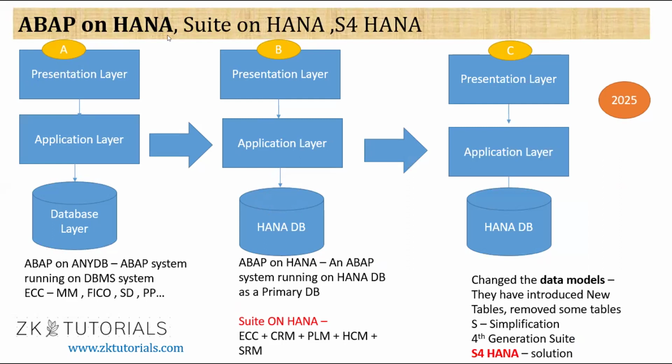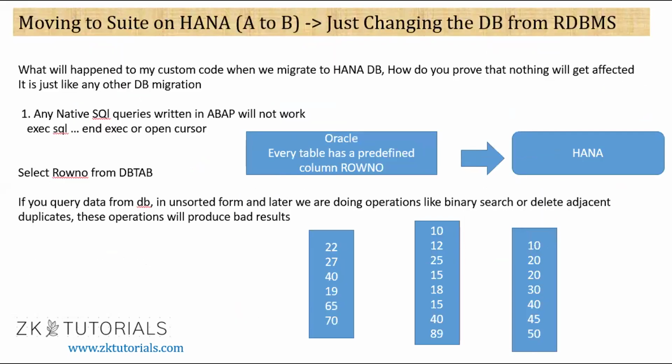In the last session, we saw how we can move from A to B, and what the effects are whenever we are moving from A to B, because we are changing our database. Nothing will be unaffected. The first point was that SELECT with row number from a database table will not work, as there is no concept of row number in HANA. Also, if our query is in unsorted format, then data will not come correctly.